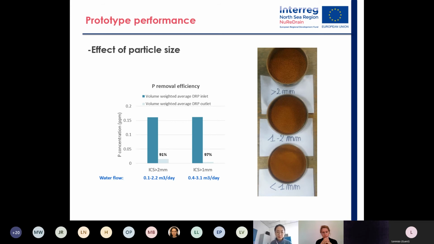We also checked the effect of iron coated sand particle size in the season of 18 to 19. We used iron coated sand larger than 1 millimeter and larger than 2 millimeter in the prototype filter. The filter with smaller particles showed higher P removal efficiency, up to 97%. We did see that smaller iron coated sand worked better. Perhaps it would give more reaction time.